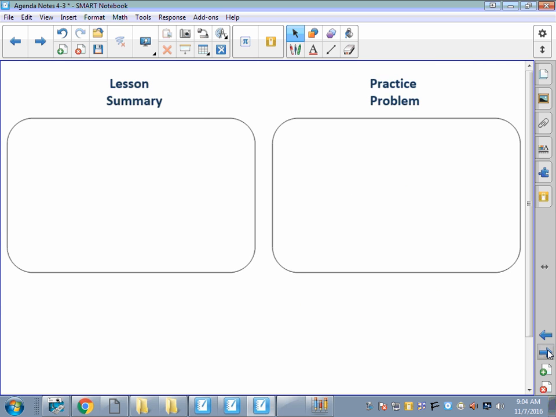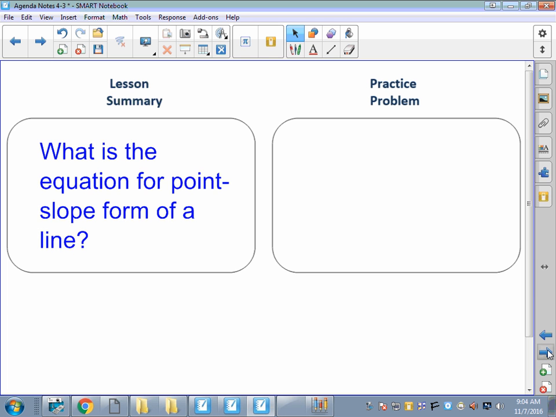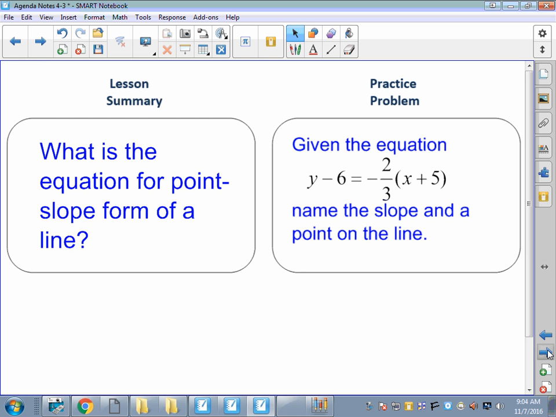All right, so lesson summary. Just tell me what's the equation for point-slope form. And your practice problem. If I give you that equation, tell me the m and the point. No graphing, no nothing. I don't even ask you for the y-intercept or anything. Just tell me the slope and a point on that line.